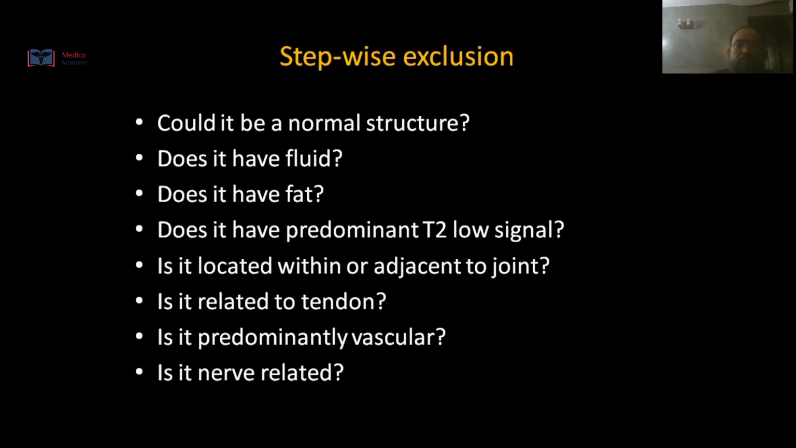So first you need to see whether it is a normal structure or not. Does it have a fluid level? Does it have fat? Does it have predominant T2 low signal? If it is located within or adjacent to the joint, is it related to the tendon? Is it predominantly vascular, or is it nerve related?